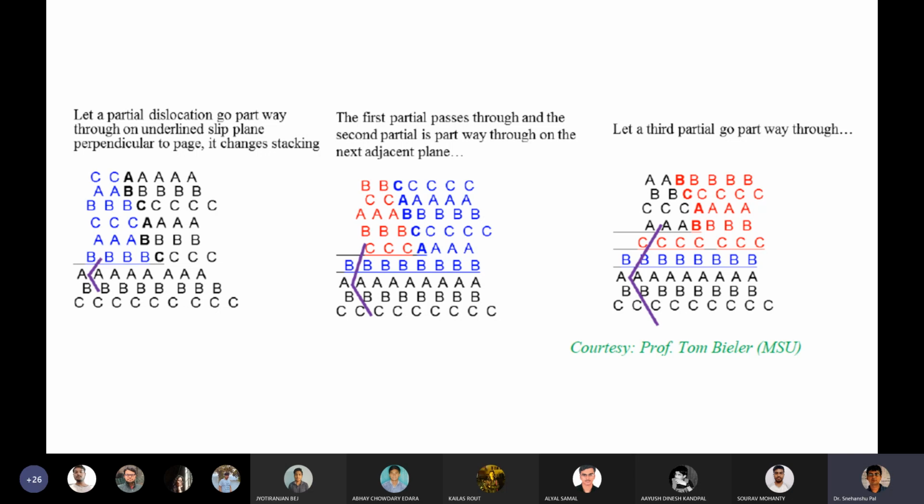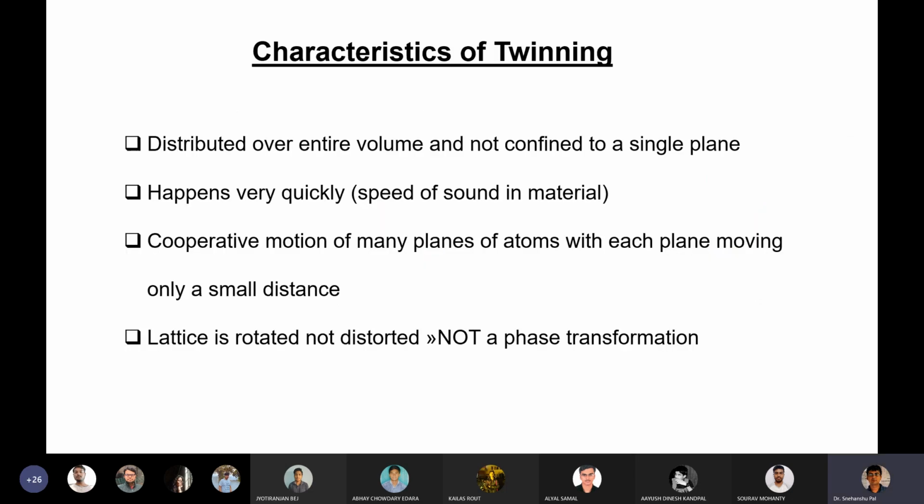If you look at that highlighted area, in the next stage the first partial passes through, the second partial goes part way through on the next adjacent plane, and let the third partial go part way through that. So if you look at it, it's very easy to understand. Okay. So now the stacking sequence is going to change due to such a phenomenon. Now we are going to understand what the characteristics of twinning are.